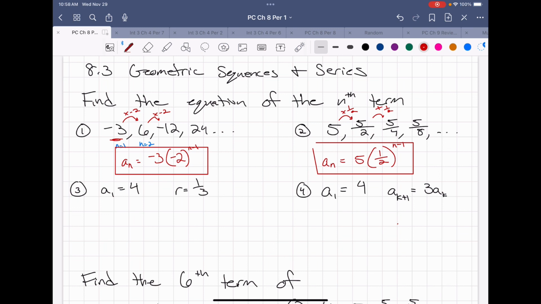Okay, number 3, they literally give me everything I need to know. So they give me a1, and they give me r, and I'm just writing the nth term, which is the sequence equation. 4 times 1/3 to the n minus 1.